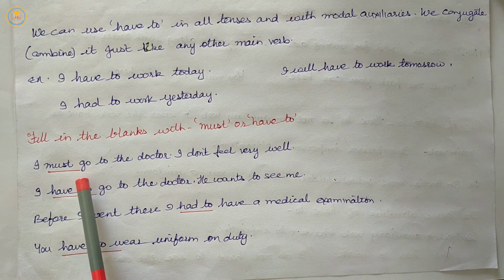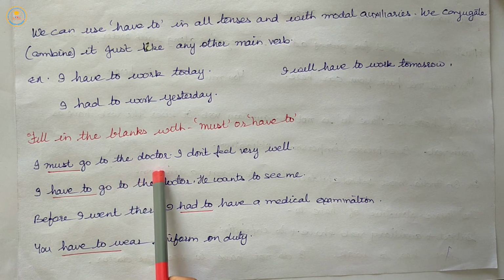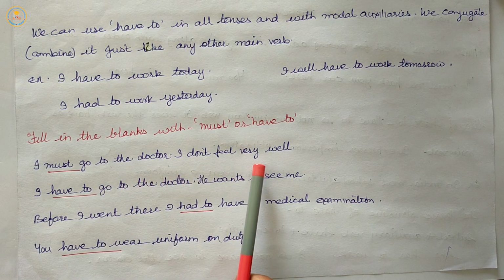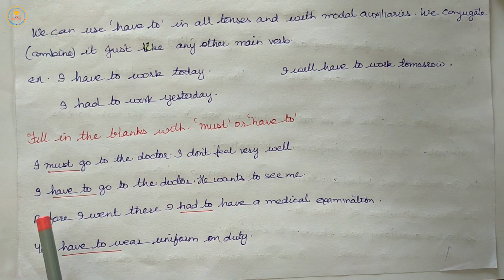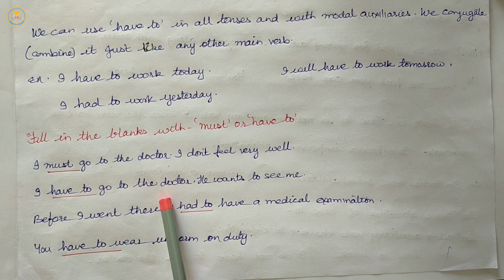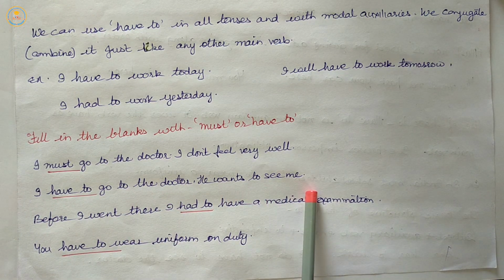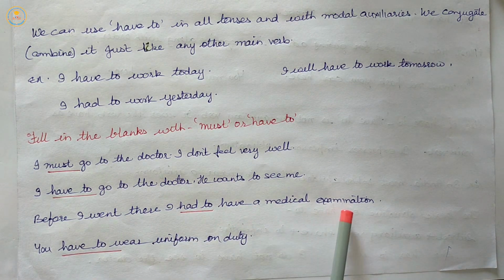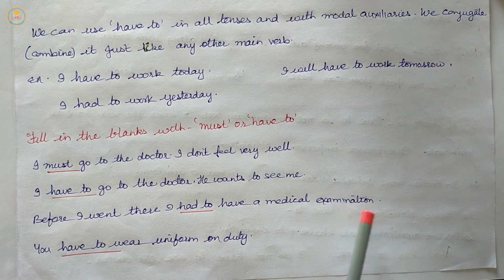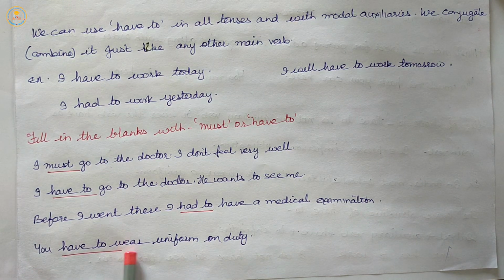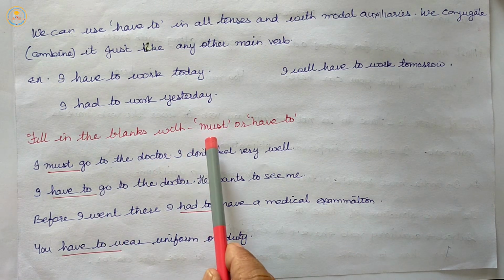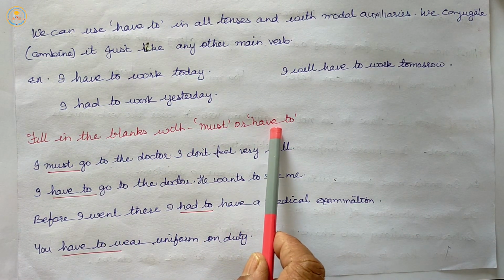I must go to the doctor. Full stop. I don't feel very well. Full stop. I have to go to the doctor. Full stop. He wants to see me. Before I went there, I had to have a medical examination. You have to wear uniform on duty. So, here are some examples related to the use of must or have to.